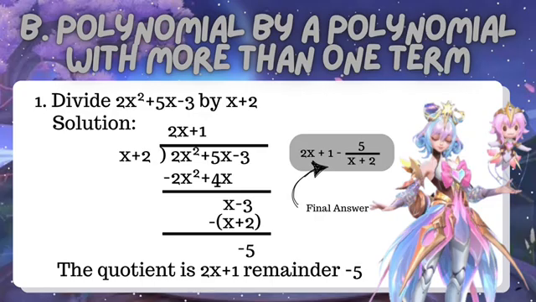Since the degree of negative 5, which is 0, is less than the degree of x plus 2, which is 1, we can no longer divide it. Write the remainder as a fraction over the original divisor. So the result of the division is 2x plus 1 minus 5 over x plus 2.